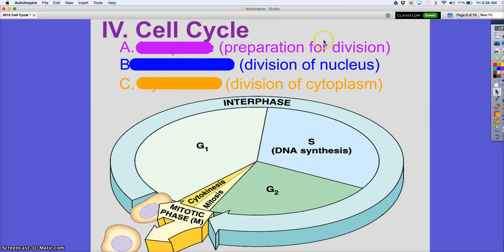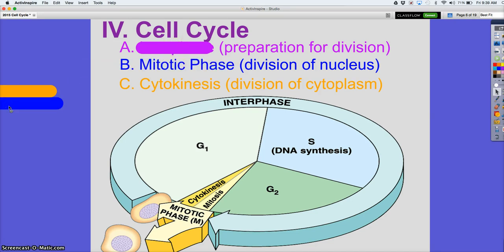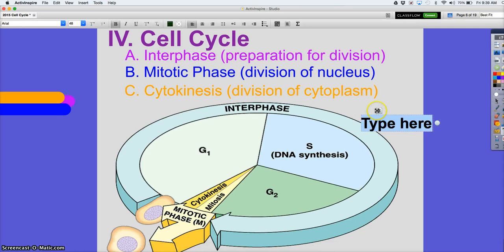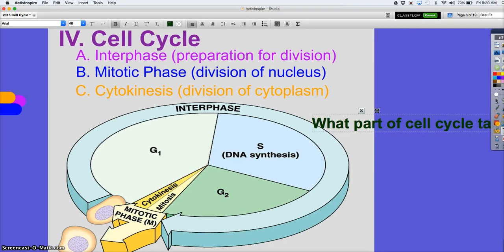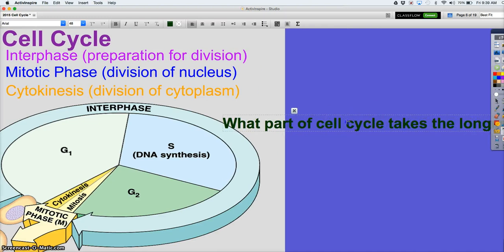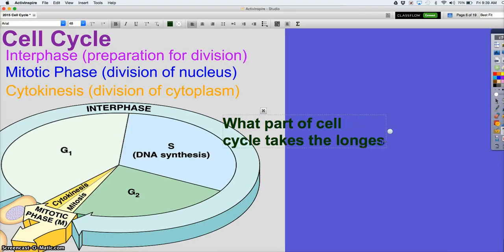I think for C, it's cytokinesis. Cytokinesis for C. That's where the cytoplasm splits. B is mitosis. Mitosis or mitotic phase, same thing. And A is interphase, which is the preparation phase for mitosis. And if I gave you this diagram and I asked you what part of the cell cycle takes the longest, what's your answer? Good. And the answer is interphase.